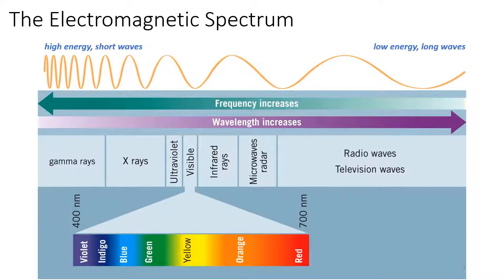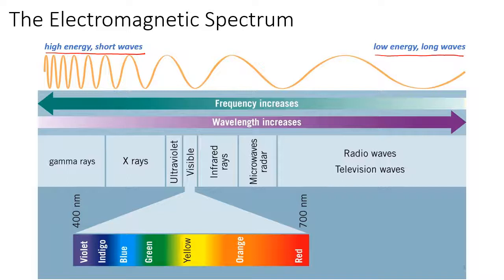The electromagnetic spectrum shows us all the types of electromagnetic radiation. Each type has a range of specific frequencies and wavelengths associated with it. On the far right side, we have low energy radiation. These are going to have long wavelengths and short frequencies. On the left-hand side, we have high energy radiation. This electromagnetic radiation will have high frequencies and low wavelengths. We can see that there's an inverse relationship between frequency and wavelength.